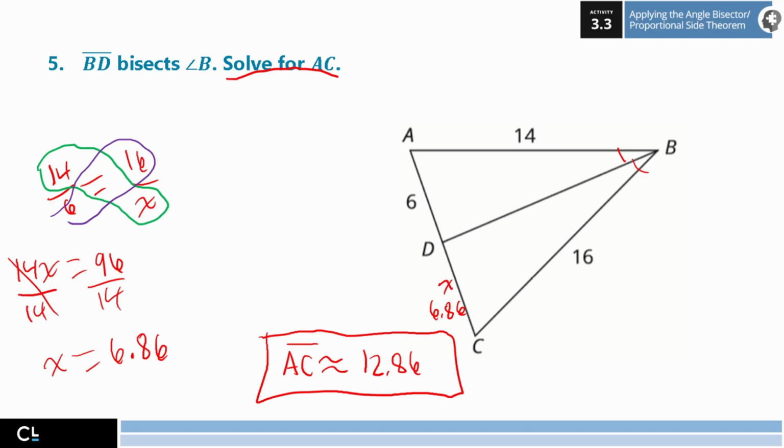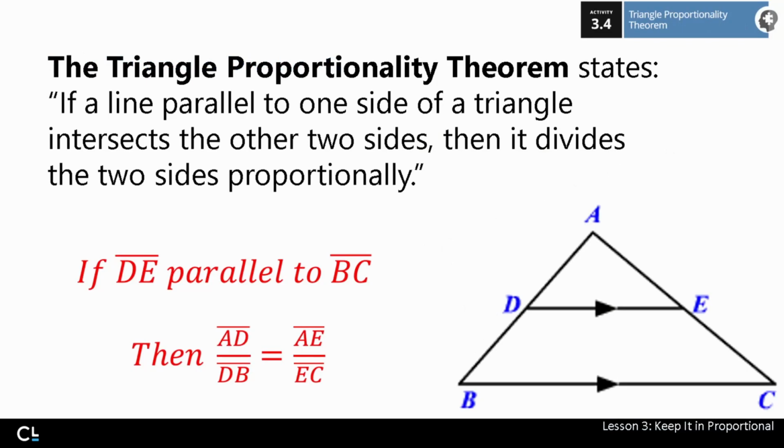But with that said, let's keep it cruising. Now we have a new theorem. It's called our triangle proportionality theorem. And this one has to do with parallel lines inside of a triangle. It says, if a line parallel to one side of the triangle intersects the other two sides, then it divides the two sides proportionally. So what does that mean?